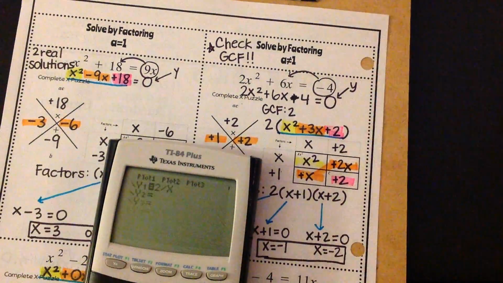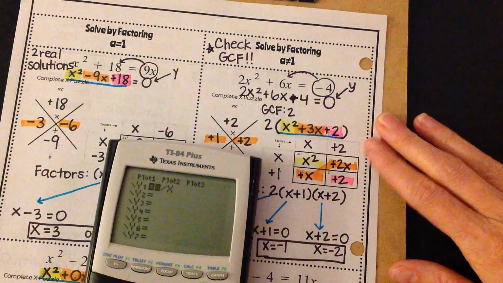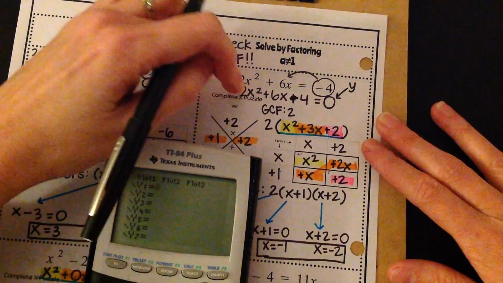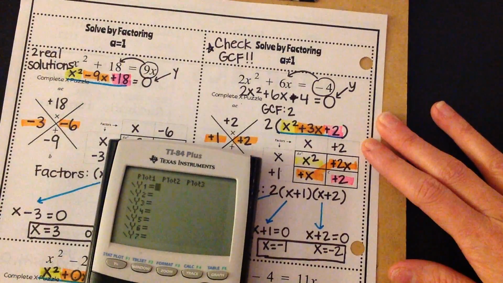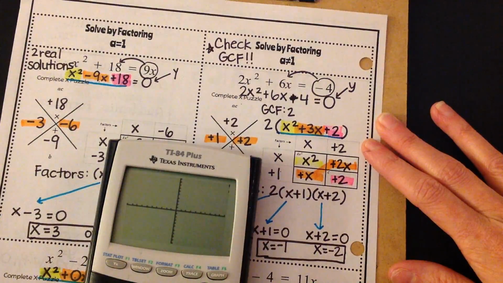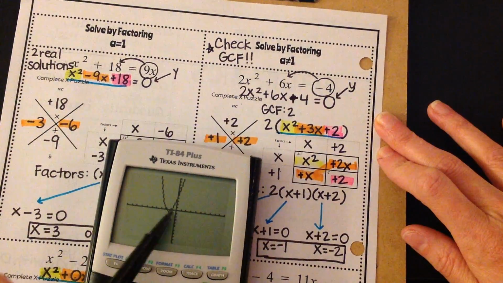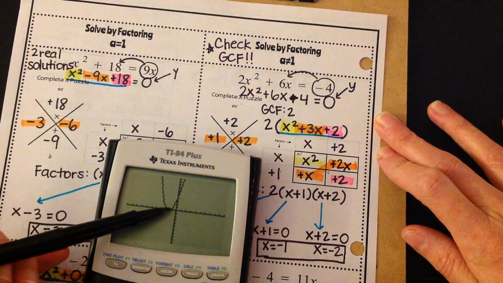So I'm going to check in my calculator because I can always use my calculator to help verify that I'm on the right track. But when you type it in, you will start with the original trinomial, not the trinomial with the GCF. So I'm going to type in 2x squared plus 6x plus 4, and I'm going to hit graph because I want to see, will I get 2 x-intercepts, which means I'll have 2 solutions? And you can see it does cross twice.